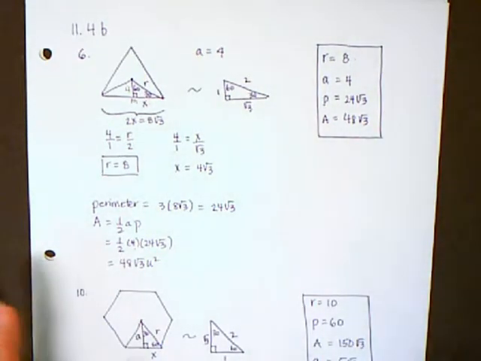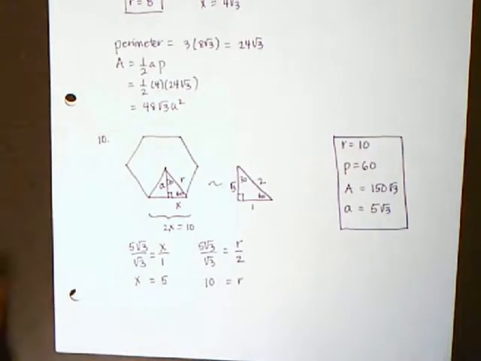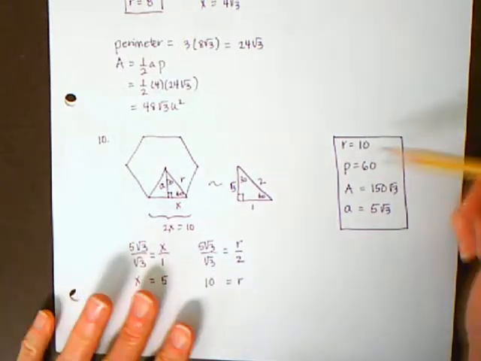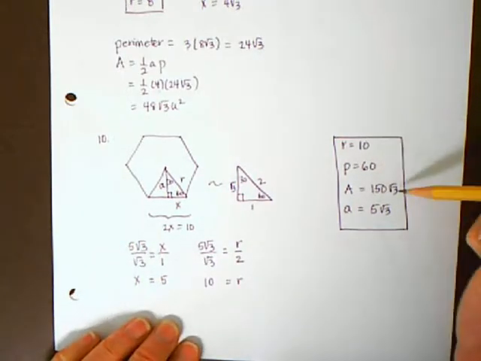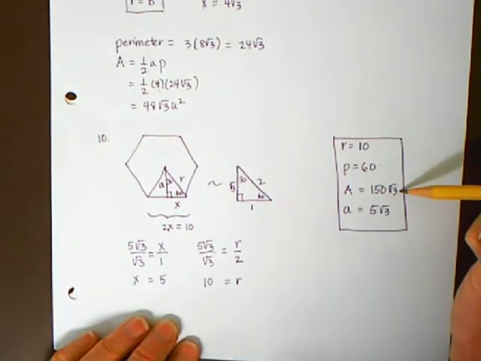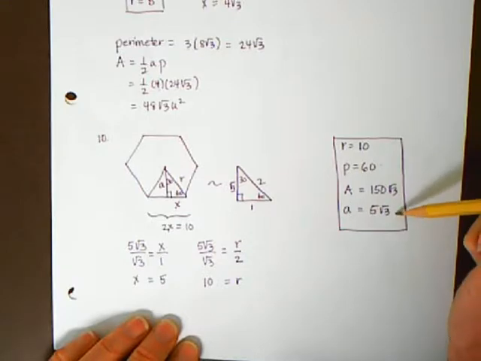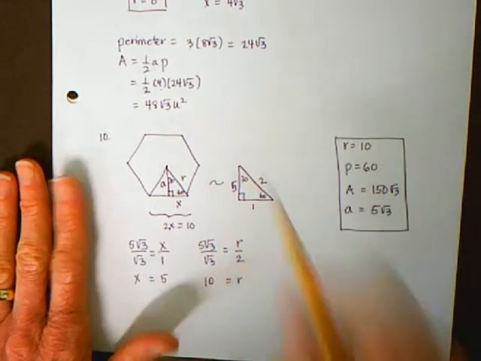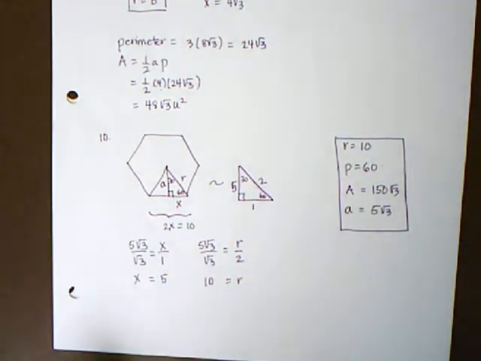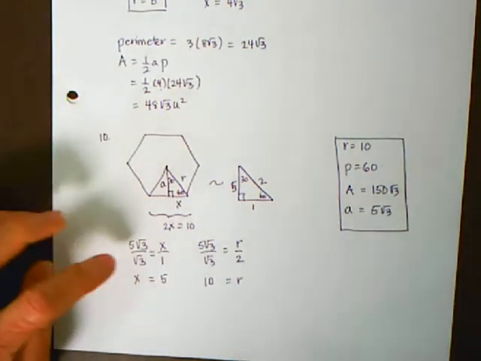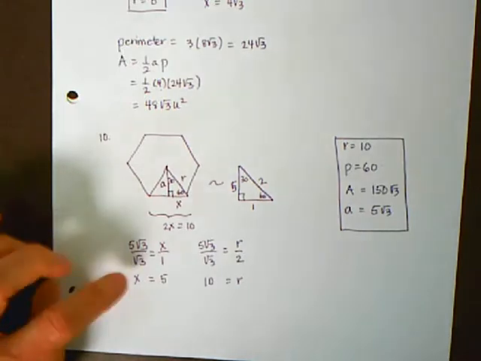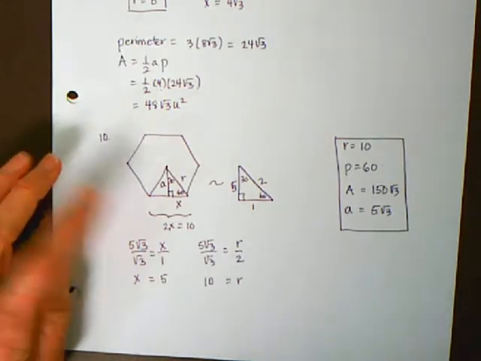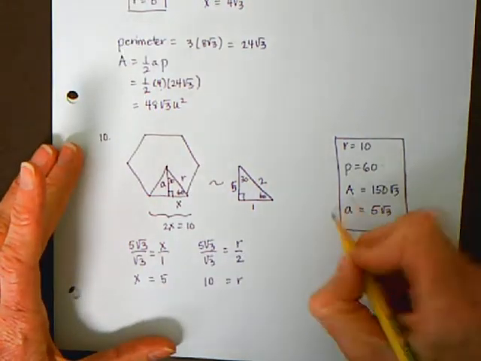All right, that's 6. The answers to 10 are r equals 10, p equals 60, a equals, this is the area, 150 radical 3, the apothem is 5 radical 3. All right, so this time we're dealing with a hexagon, and let's see, what do they give us? They give us that the apothem is 5 radical 3. All right, so that's what I'm starting out with. This is given.